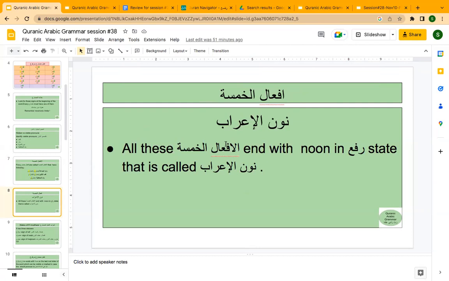So here in af'alul khamsa that have waw or ya, ya al-mukhataba, or alif al-ithnayn, all of these words end with noon, and this noon is noon of status. If you memorize it in English, that is fine. If you don't remember noonul i'rab, that is fine. If you just remember noon of status, I'm good with that.